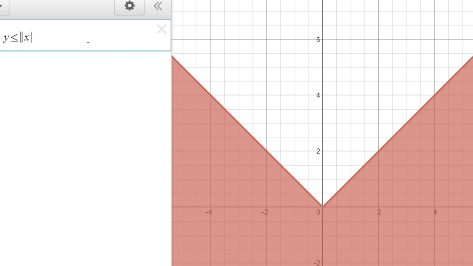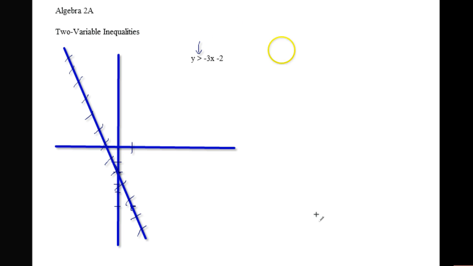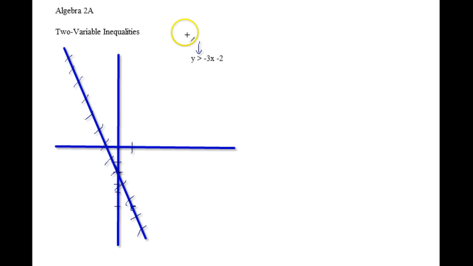Okay, so there's a lot of great things that can happen with this Desmos that you can do with this stuff. Okay, now can you overlap some stuff? Yes, you can, and we will talk about that at a later time. But for right now, your guys' two variable inequalities, you do need to be able to know how to use Desmos, but you do need to be able to understand where it comes from.